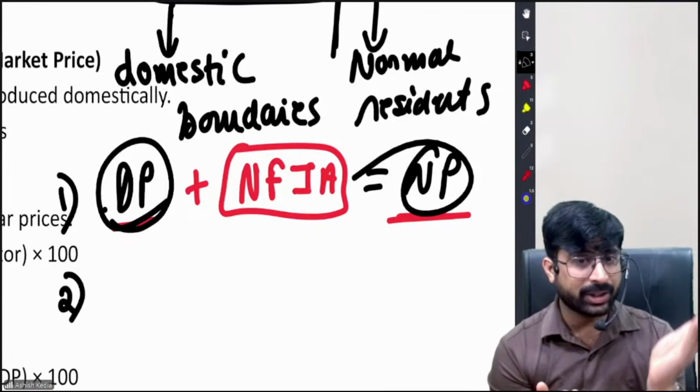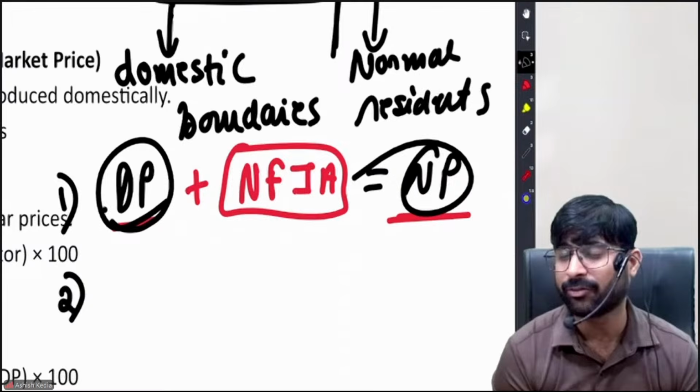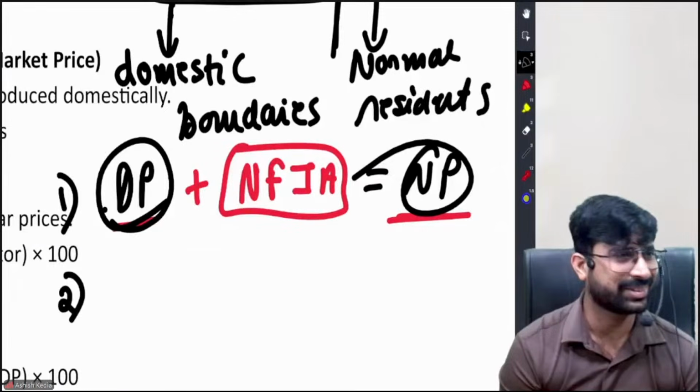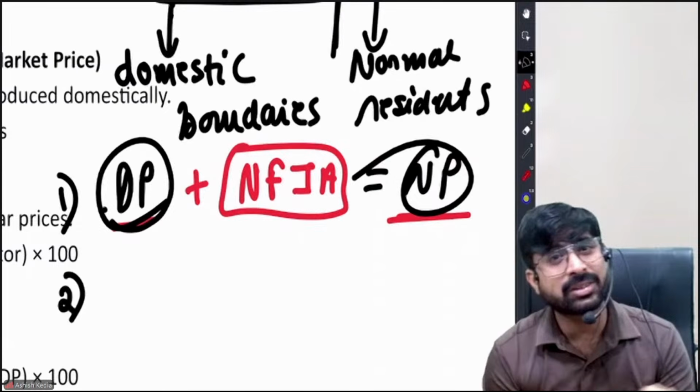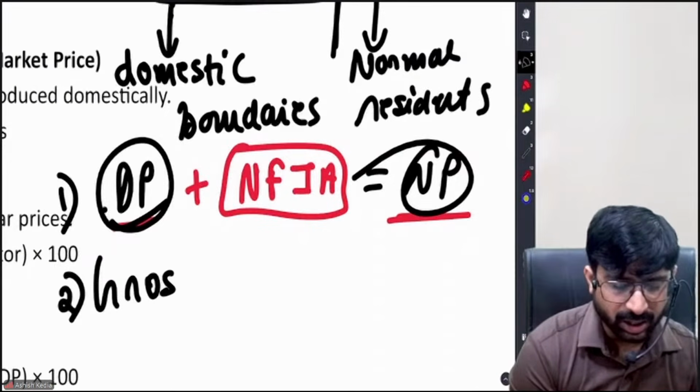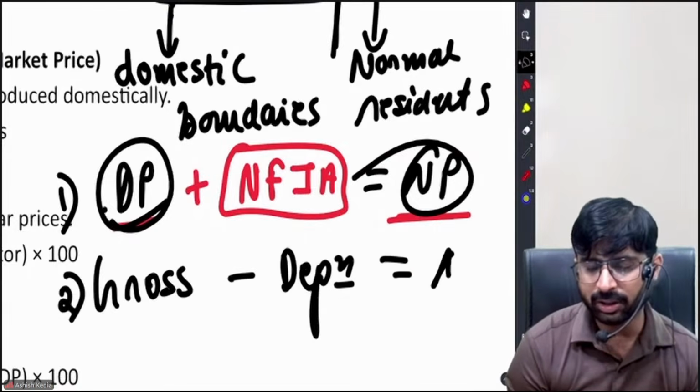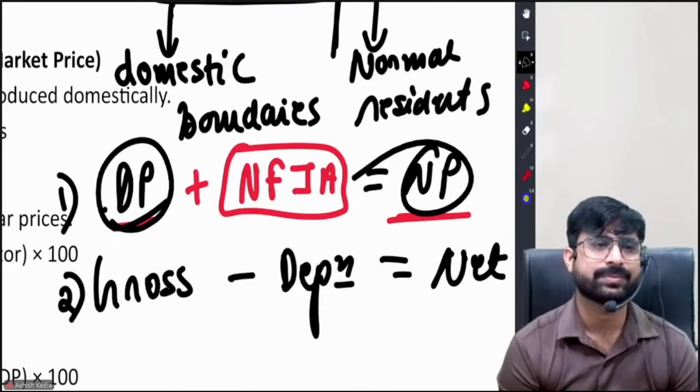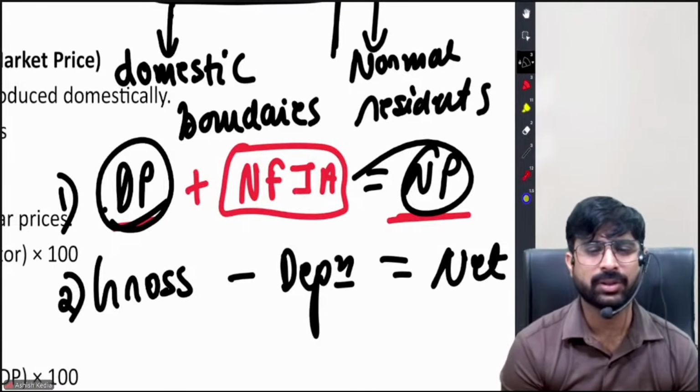So whether I am adding 5 lakh or 4 lakh to the national income, if I'm adding 5 lakh, it's gross. If I'm adding 4 lakh, it's net. Gross is including depreciation, when the value of goods and services are measured including depreciation. And when depreciation is deducted, it is net. So remember one second formula: gross minus depreciation equals net.